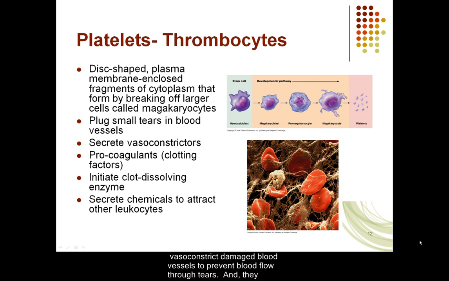Platelets carry and secrete factors that vasoconstrict damaged blood vessels to prevent blood flow through tears, and they carry clotting factors. These clotting factors are used in a sequence to form a blood clot, as shown at the bottom picture. Many clotting factors are proteins that are coded for by genes. Clearly, a defect in a gene for a clotting factor would result in abnormally long clotting times, and the person would be at risk for severe blood loss.